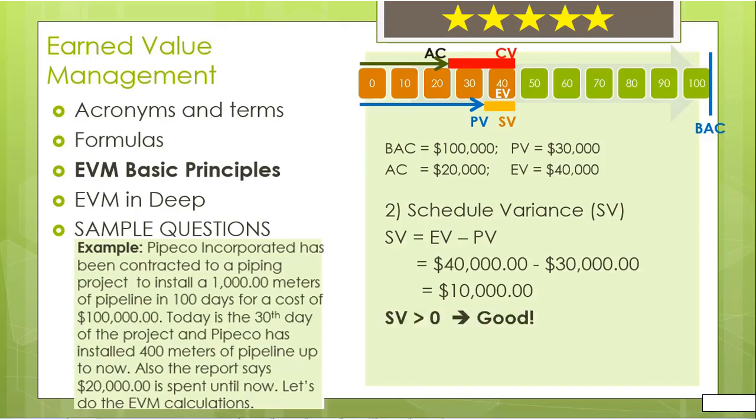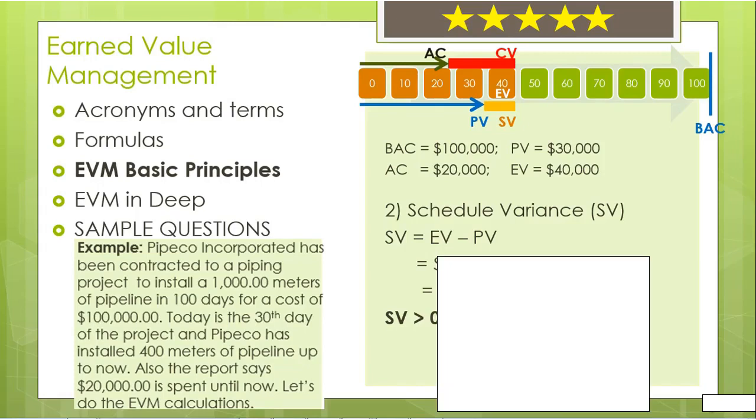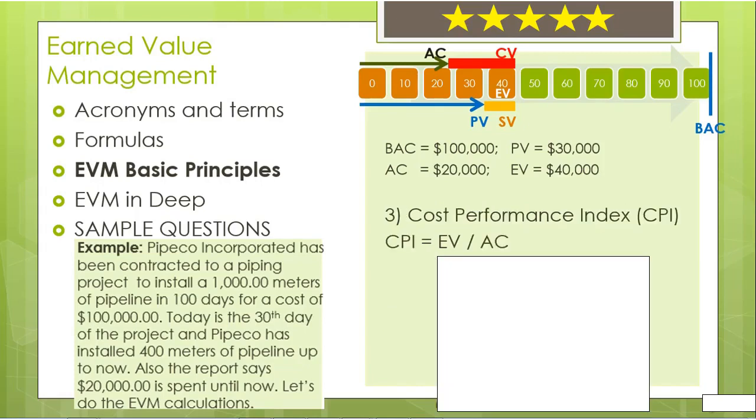SV is greater than 0, and this is good, because this tells us we have installed more than we planned to install. In other words, we are ahead of schedule. If this value was less than 0, we would say it is not good, since we would be behind our schedule. Cost Performance Index. Cost Performance Index is earned value divided by actual cost.